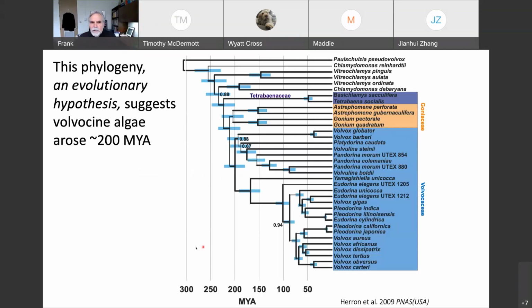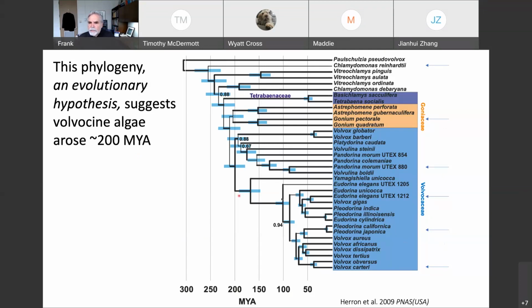And he did this wonderful phylogeny that was molecular clock calibrated of the volvocine algae. And in that paper, he challenged and disproved the earlier hypothesis that this group of organisms evolved about 50 million years ago. His analyses suggest that they evolved between 200 and 250 million years ago. So this is an evolutionary hypothesis, as are all phylogenies. And in this case, Matt's phylogeny was based on really just a handful of chloroplast genes. Now take a look at some of these species that I have pointed to here on the left-hand side.